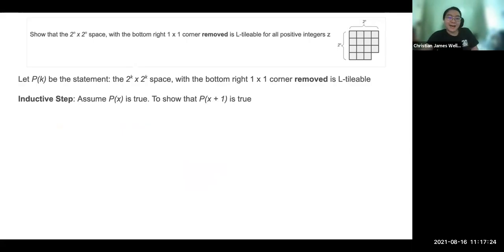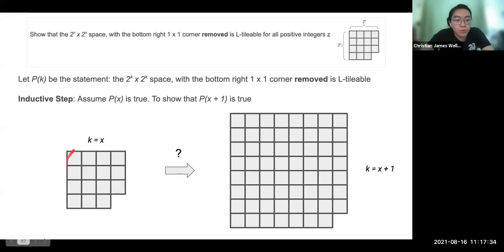Now, the interesting part is the inductive step. We assume that Px is true, assume the previous step is true. We want to show whether the next step is true or not. So we start with k equals x, and try to see whether the next step, k equals x plus 1, is true.